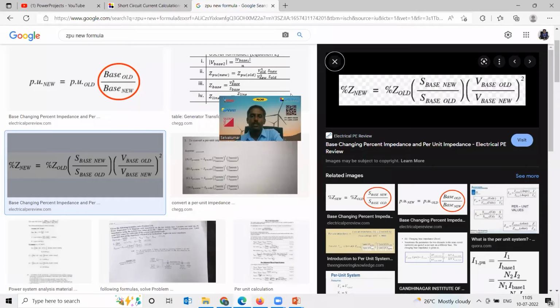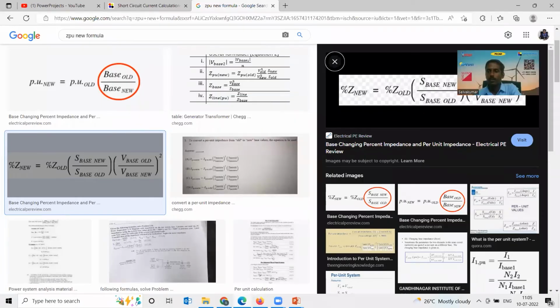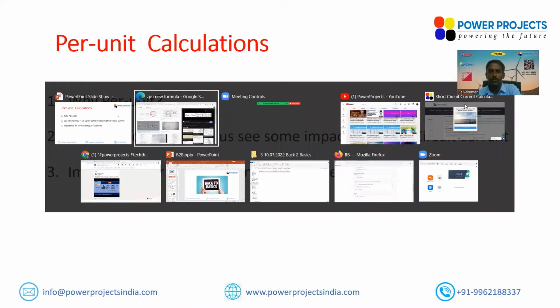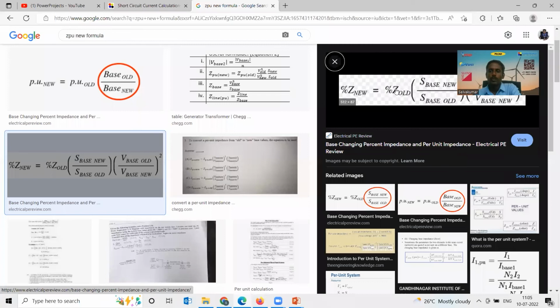Ensure that you are using this equation properly to convert. 10% on oil natural air natural, which is 80 MVA, will be 12.5% on 100 MVA, which is oil natural air forced, if you apply this formula. So Z old is 10%, base new is 100 MVA, base old is 80 MVA.